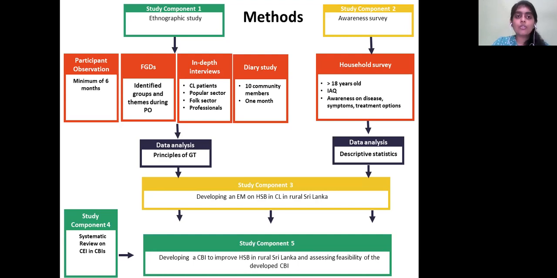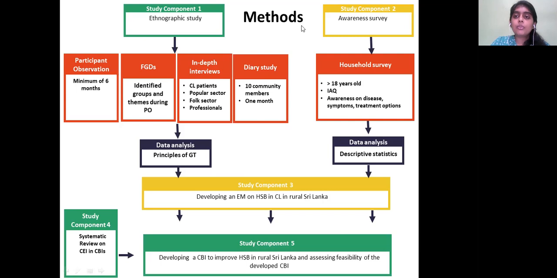Study component 1 will be an ethnographic study. This ethnographic study will use 4 main data collection methods, including participant observation, focus group discussions, in-depth interviews, and a diary study. Qualitative data generated from the ethnographic study will be analyzed based on the principles of grounded theory. The ethnographic study has already started and data are being generated.